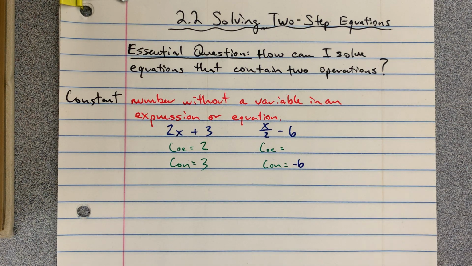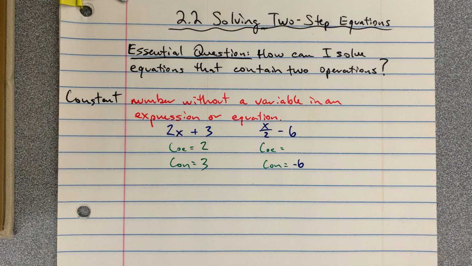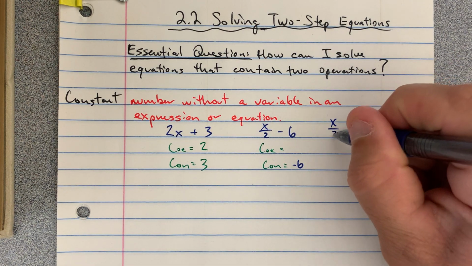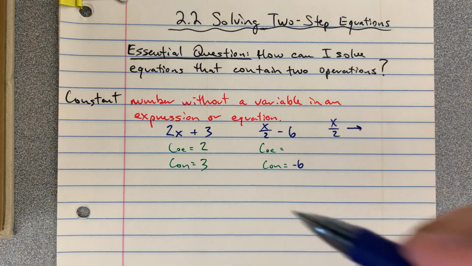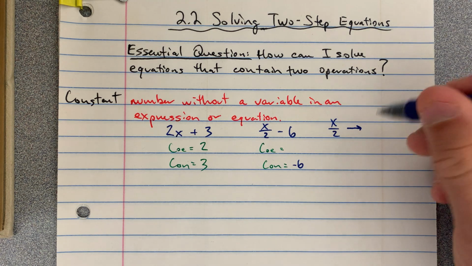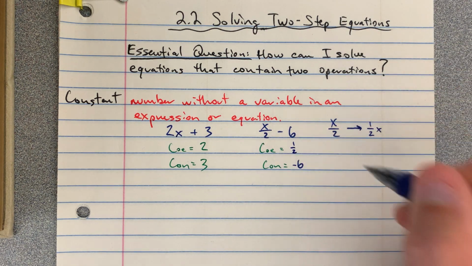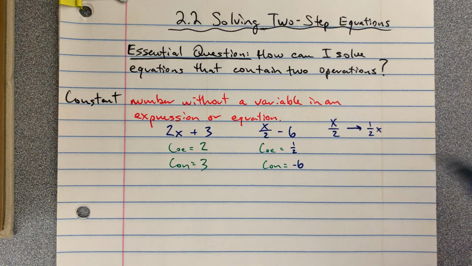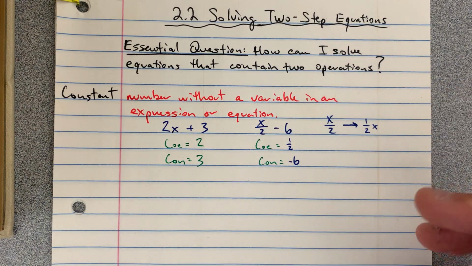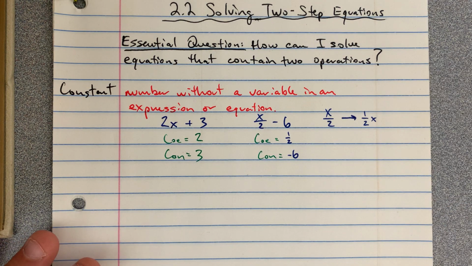The coefficient, you may in your brain say, well, I don't see a number in front of the variable, so I guess it's just 1. But that's not true, because x over 2 really is telling me x divided by 2. If I want to change that into multiplication, that would be 1/2 times x. So technically, my coefficient in this example would be 1/2. If it was x over 6, it'd be 1/6. If it was x over 10, it'd be 1/10. If there was just a fraction in front of it and no denominator, then it'd be whatever that fraction is. Okay? So just so we are clear on that.